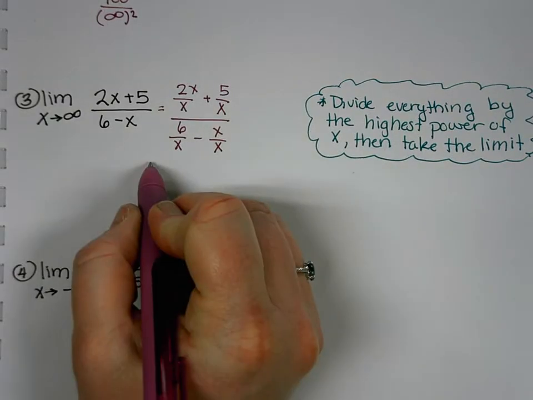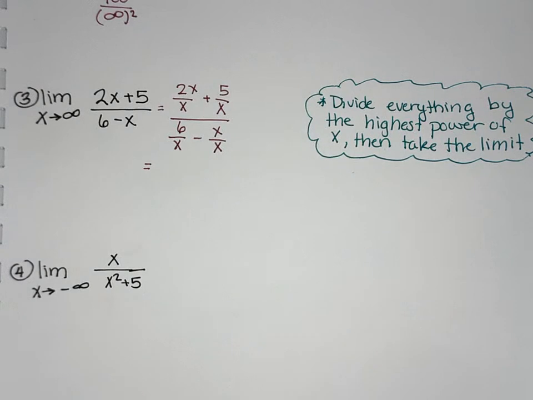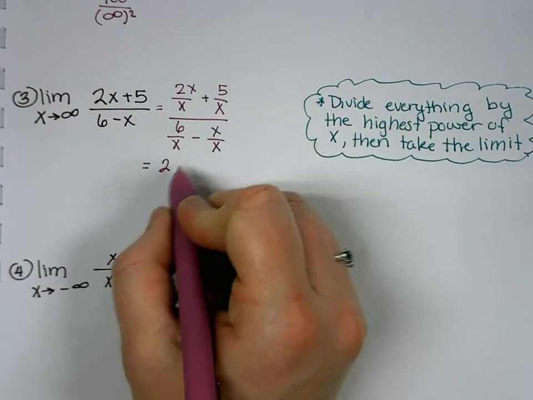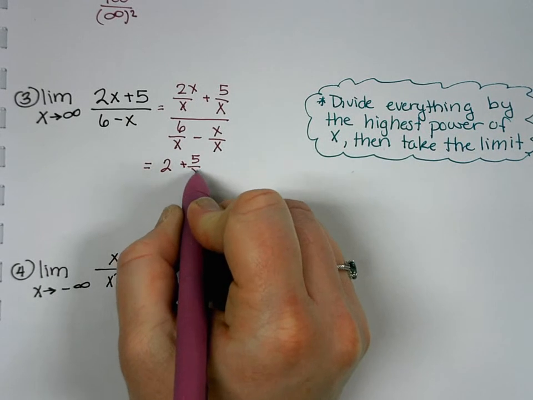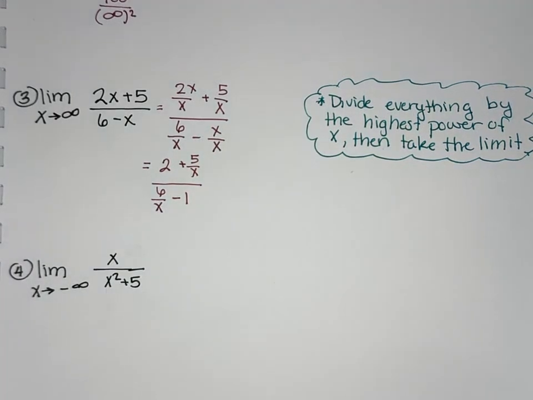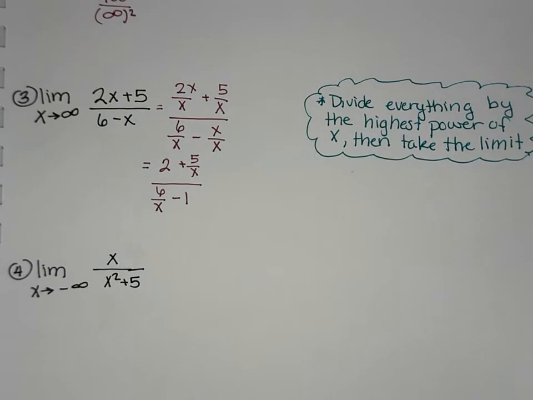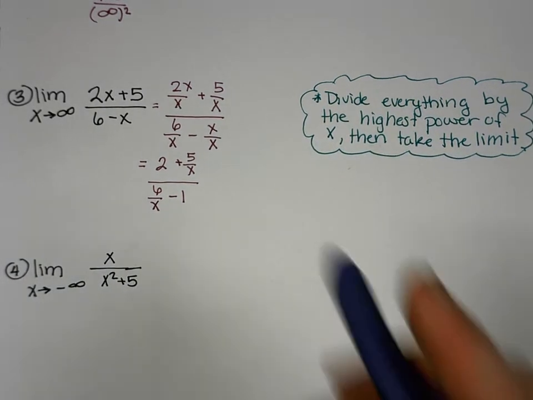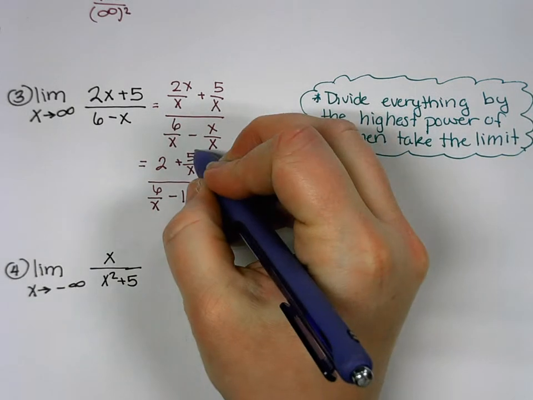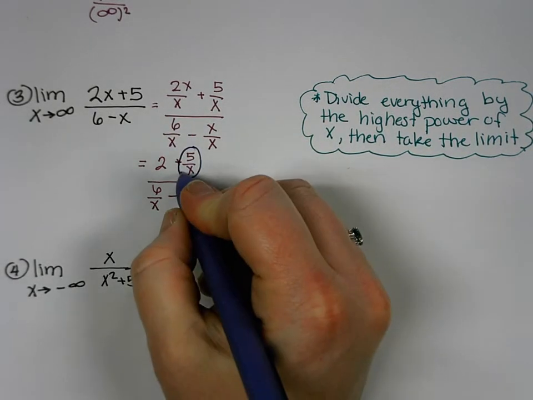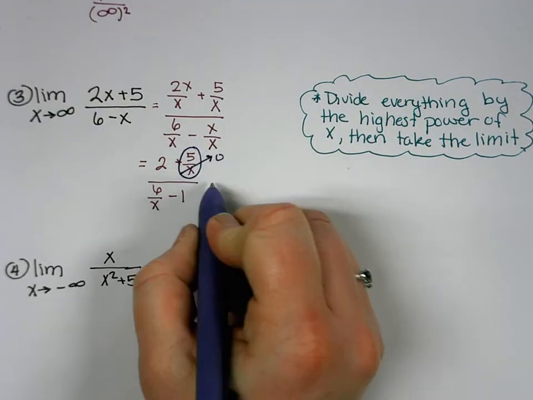So I am going to simplify a little bit before we do the limit, because on top I'll have x over x, that's 2, plus 5 over x, and I'll have 6 over x minus 1. So now if I go back to that first idea right here, what would 5 over x be if we take the limit as x goes to infinity? This would all just become 0.